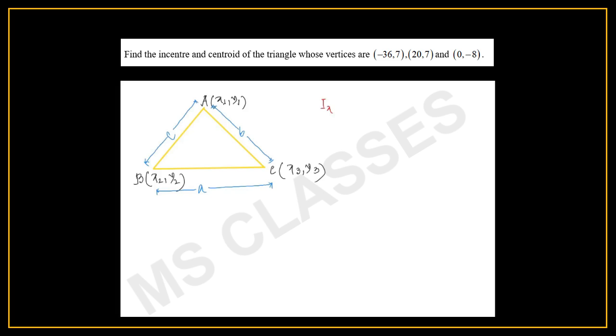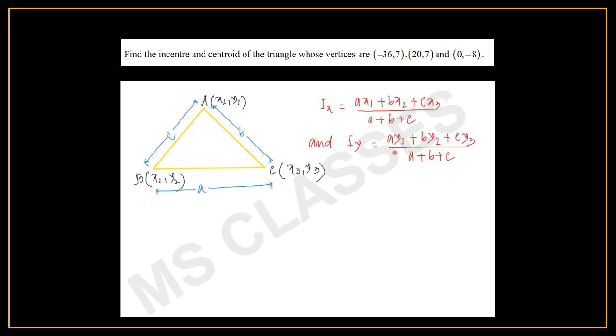Ix is (a x1 + b x2 + c x3) / (a + b + c), and the ordinate is given by (a y1 + b y2 + c y3) / (a + b + c). So this is the formula for finding the incenter.